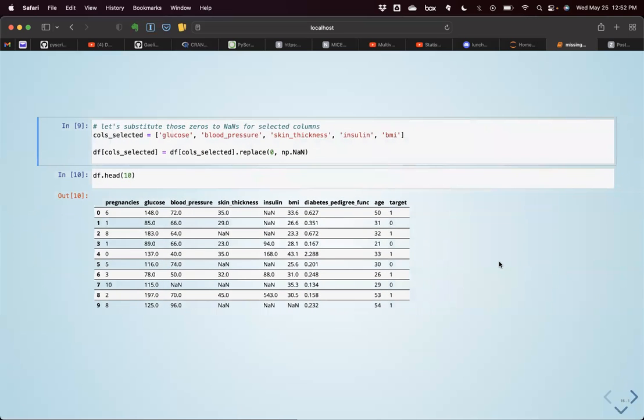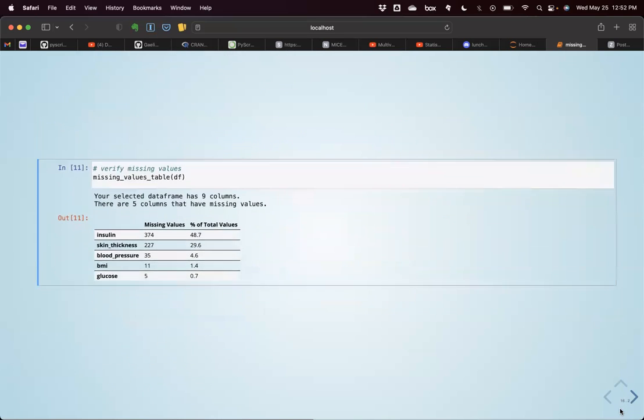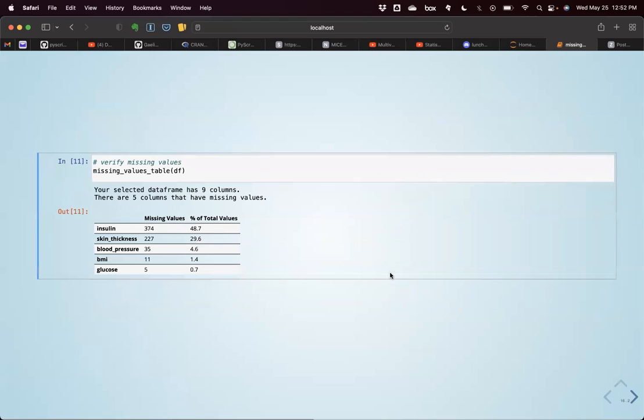So if we select some of the features that we know shouldn't be zero, we replace the zeros with NaNs. Now we get our missing values for the features that apply. And now we can run that function of tabulating the missing values. And as you can see, insulin is the one that has the highest count, and also the highest percentage of missing values, 48.7%. Any questions, comments?